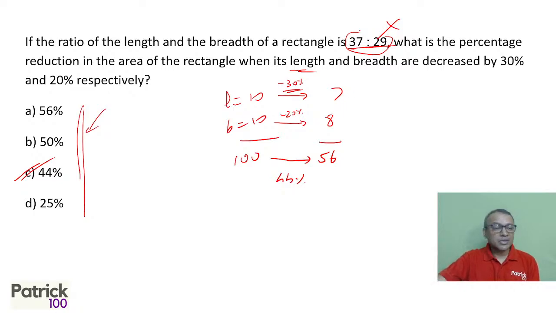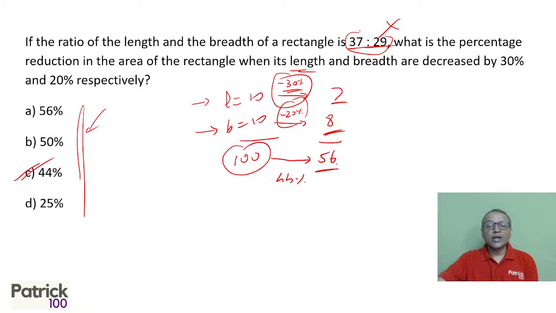Because the answers are in percentage, you can always assume a value and then start. Instead of taking 3729, which is just given to confuse you, you can always start with 10 and 10. I assume length is 10 and breadth is 10. So if I reduce the length by 30%, you will get 7. I reduce the breadth by 20%, you will get 8. So old area was 100, new area is 56. So reduction is 44%. That will be the answer in this case. Right? Hope it's clear.